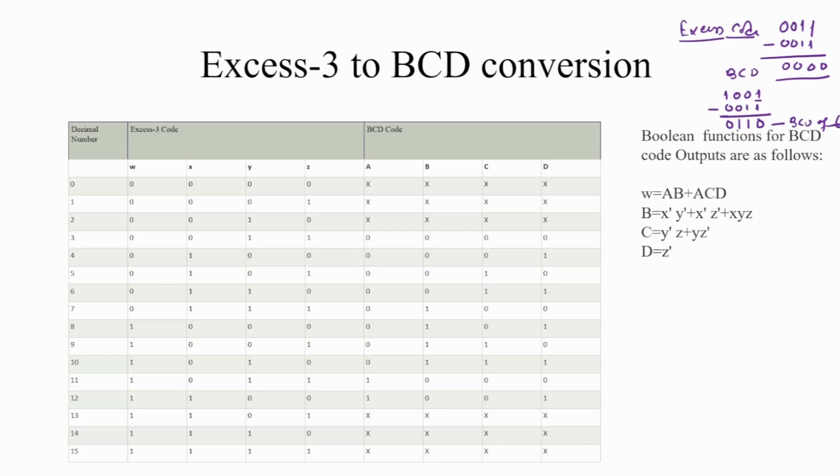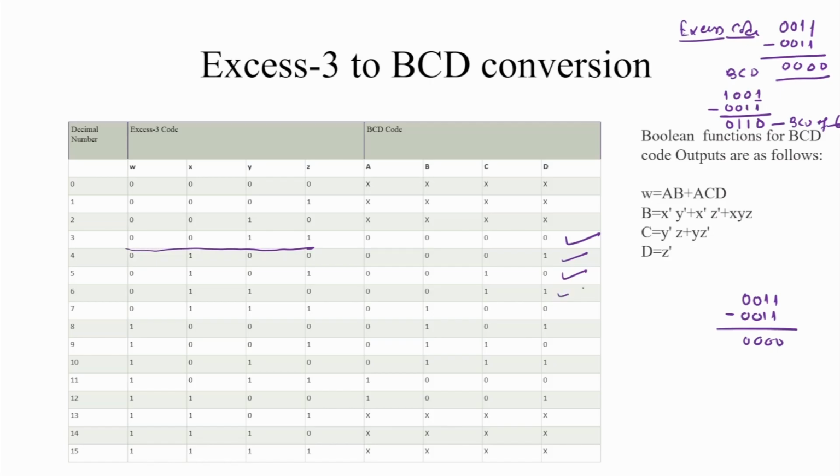In this way, when all 4 bits of the excess-3 code are 0000, what is the corresponding BCD code? It is don't care, which means all the BCD bit positions are don't care. Similarly, for 0001 and 0010, it is don't care. When the value is 0011, we subtract 0011 minus 0011 and get 0000, the BCD code for 3 minus 3. For 4 minus 3, that is 1. Similarly, 5 minus 3 is 2.